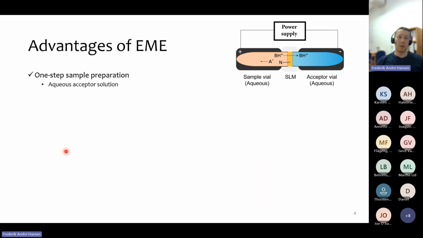The advantages of EME include, and in my opinion this is the main advantage, that it is a one-step sample preparation technique, meaning that you can load your sample, let's say it could be whole blood, into the sample vial, and then you do the extraction, and on the other side you have the acceptor solution, which is aqueous and can go directly into the LC-MS instrument without having to do any evaporation or reconstitution steps that can be time consuming. In addition, the sample does not have to be pre-treated in any way, so you don't have to do filtrations or centrifugations or other things that might be in a normal workflow.